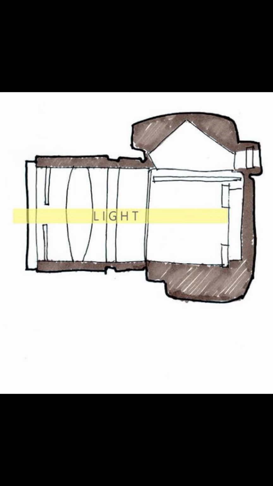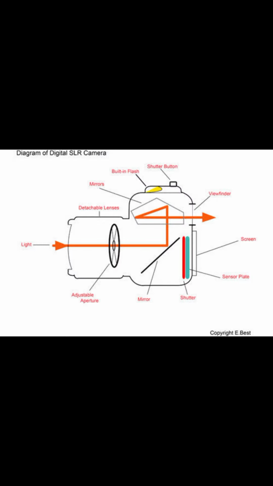So in number 4, light also behaves as if it consists of energy particles or photons. These photons cause chemical change in film and an electronic response in a digital camera sensor. The more intense the light, the more photons it contains.